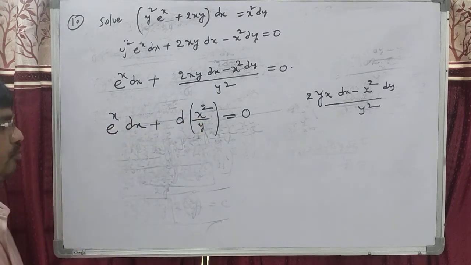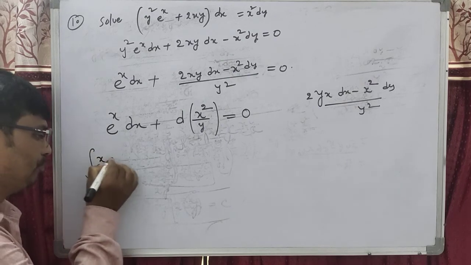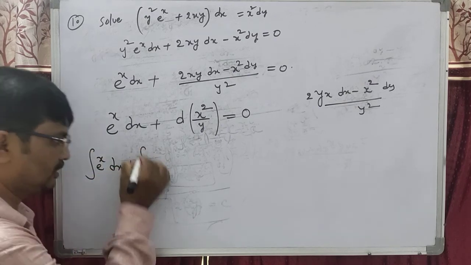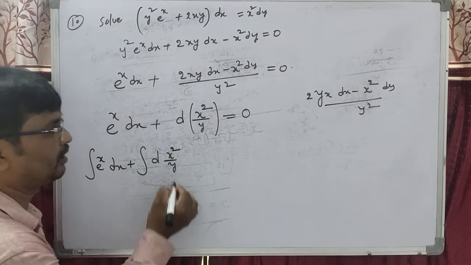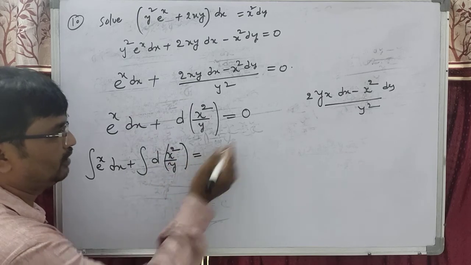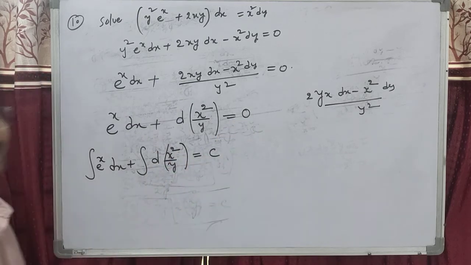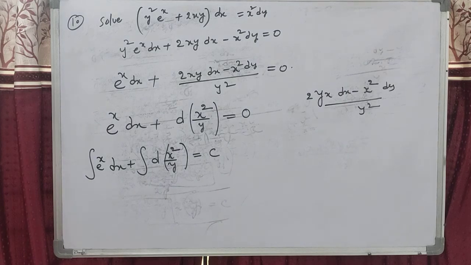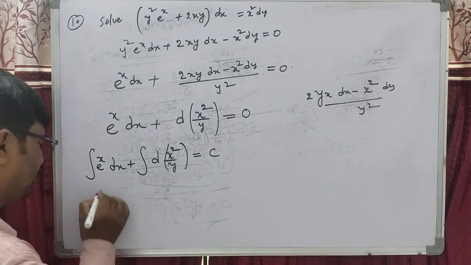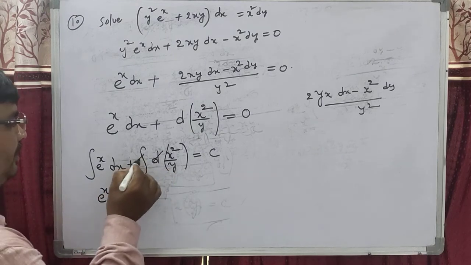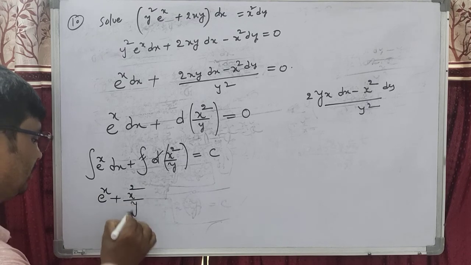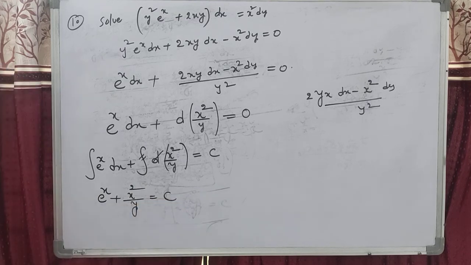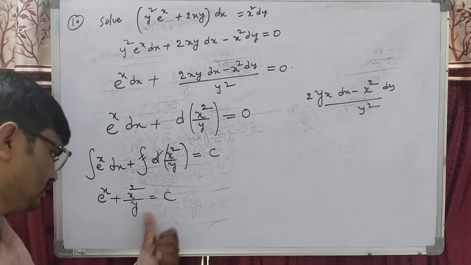Now we apply the integral on both sides: integral of e power x dx plus integral of the derivative of x square by y equals c. The integral of e power x is e power x. The derivative and integral cancel, so we can write x square by y. So e power x plus x square by y equals c. My dear students, this is the solution.